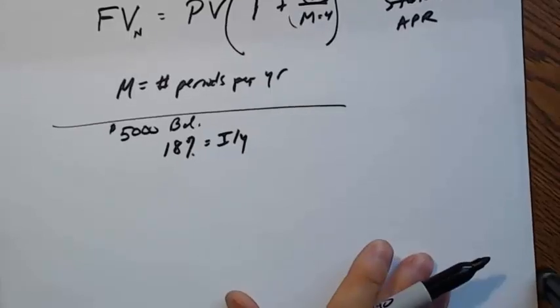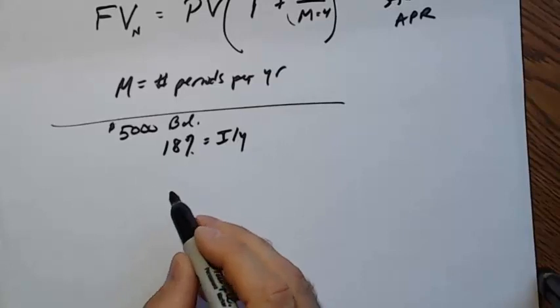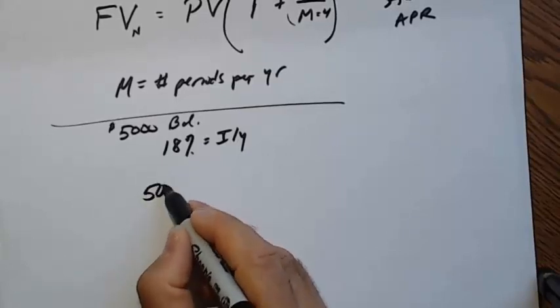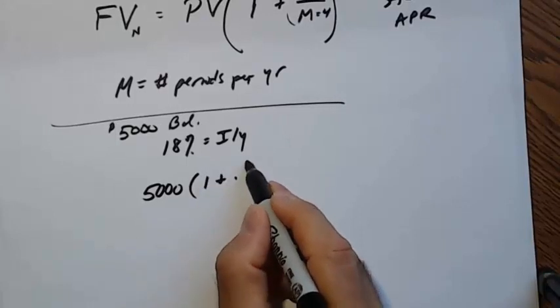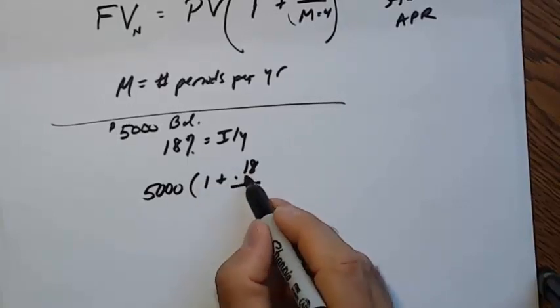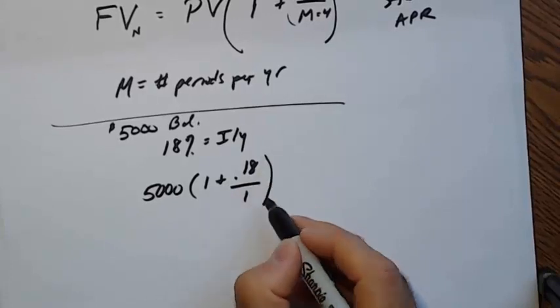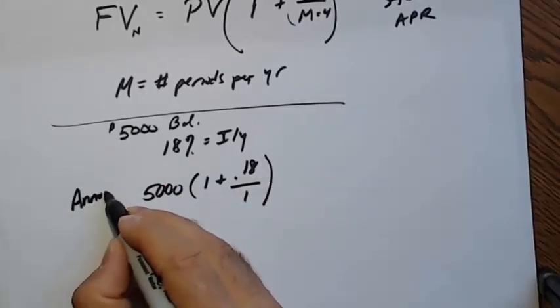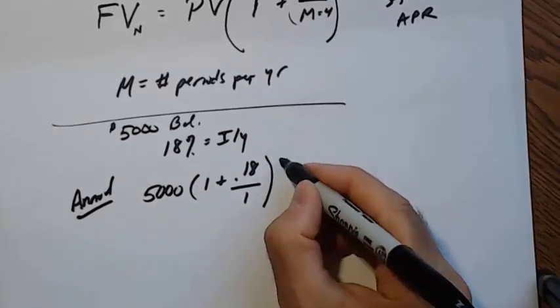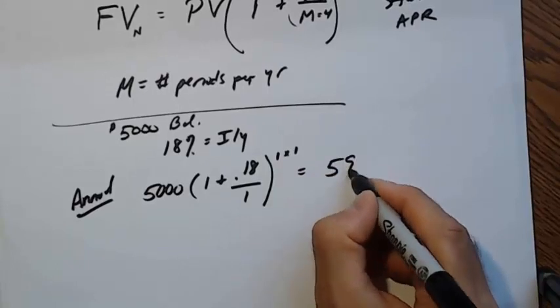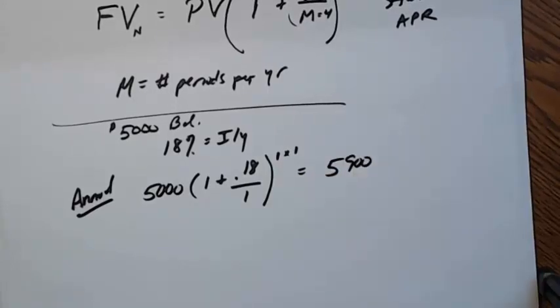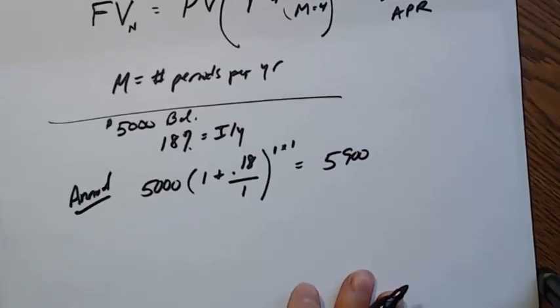Okay, let's take a look at it. We're going to take the 5,000 and grow it by 1 plus the 18, the annual percentage rate, 18% in decimal form, divided by 1. So this is annual. Taking it 1 year compounded by 1 period gives you $5,900. That basically translates into $900 in interest that you're going to pay for that $5,000.